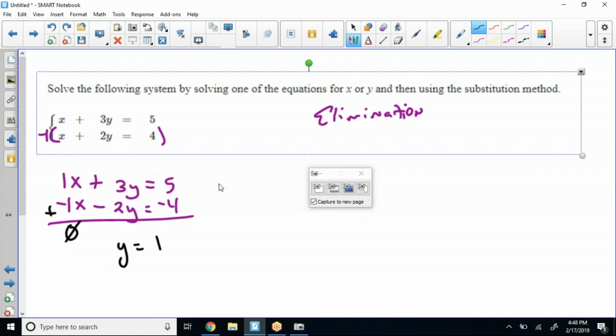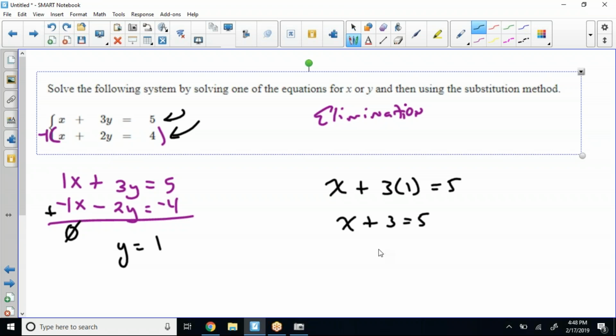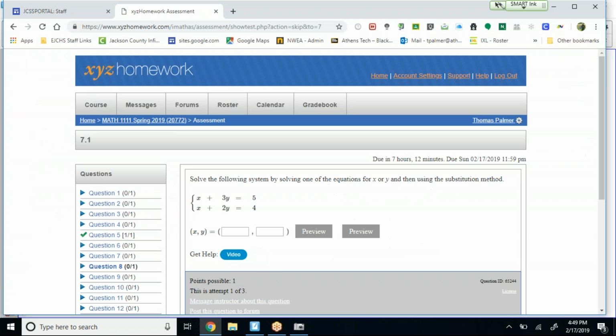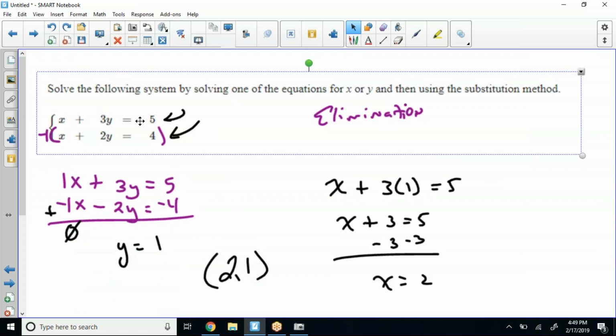I know what the y value is. And then you either plug it back into the top one or the bottom one, doesn't really matter. And then I go x plus 3 times 1 equals 5. So x plus 3 equals 5, and then minus 3, x equals 2. So what I've got is my solution is 2, 1. So my solution is an ordered pair. So that's what I want to make sure I do there. And the only thing that they wanted was 2, 1, right? So they're in standard form. Just do elimination. That's the easiest.